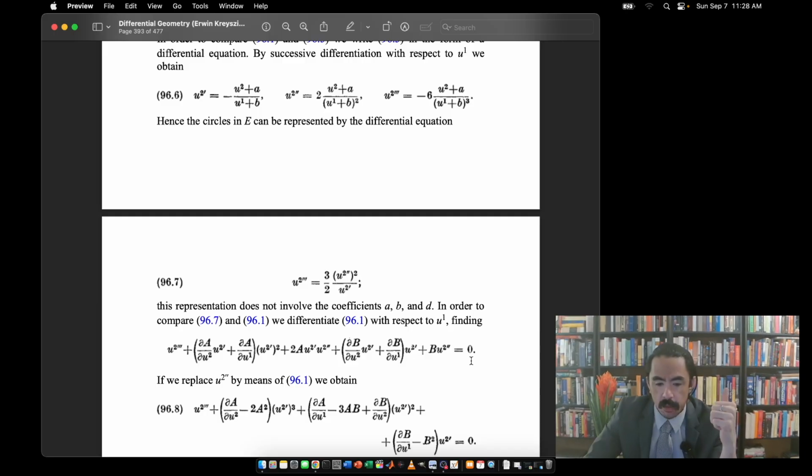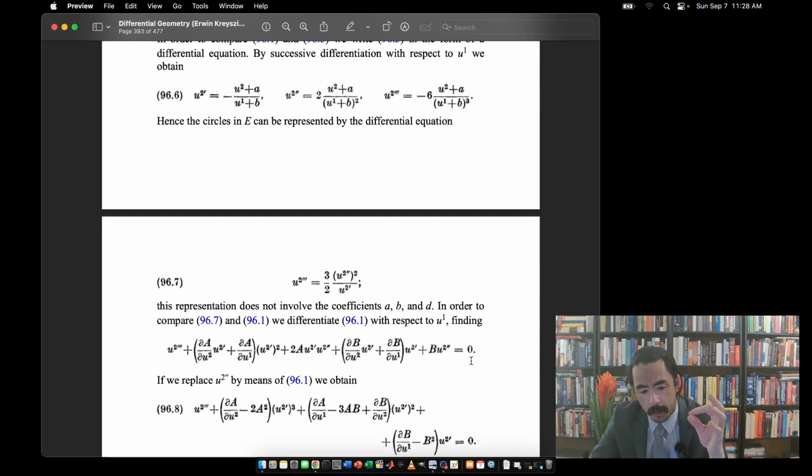Hence, the circles in the plane capital E can be represented by the differential equation u2 triple prime equals 3/2 times a fraction which in the numerator is u2 double prime squared over a denominator of u2 prime. This representation does not involve the coefficients lowercase a, lowercase b, and lowercase d.